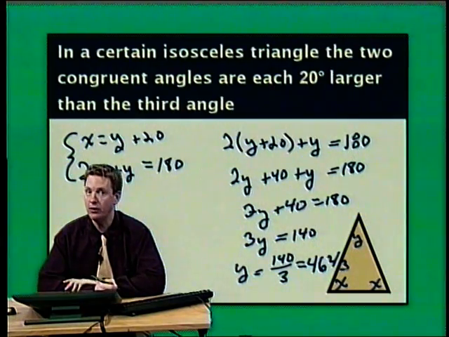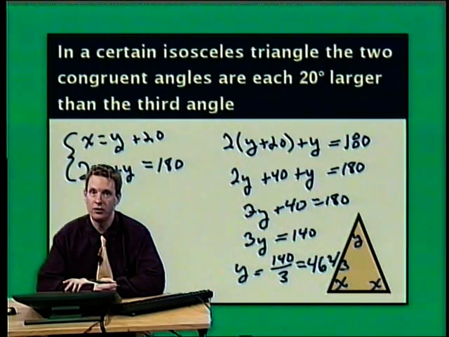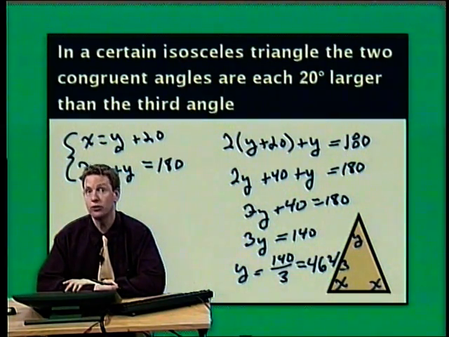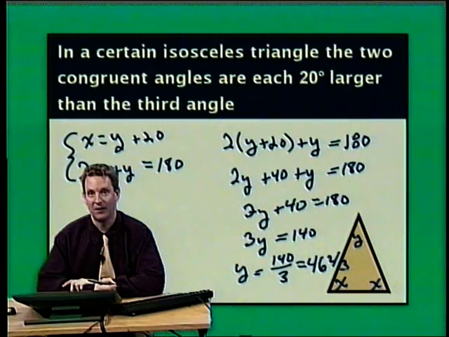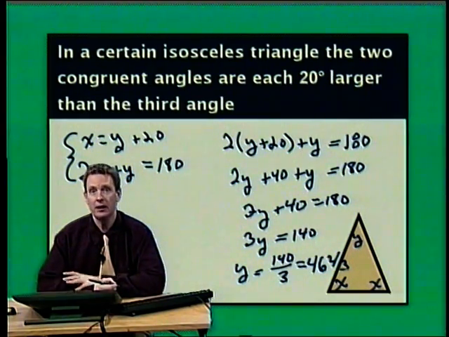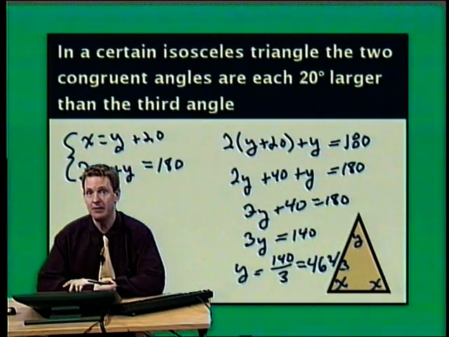So the measurement of the third angle must be 46 2/3 degrees. What's the measurement of the two congruent angles? Well, the two congruent angles are each 20 degrees larger than the third angle. So if the third angle is 46 2/3 degrees, the two congruent angles must each measure 66 2/3 degrees.